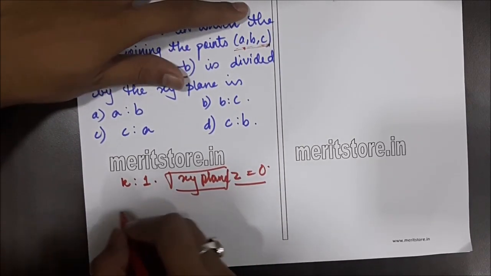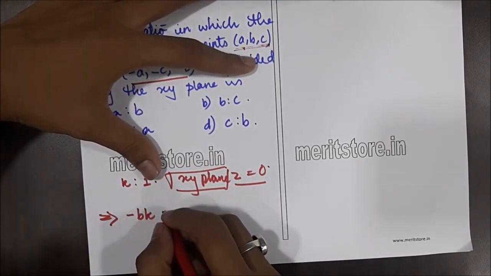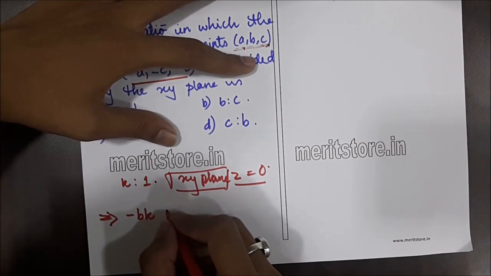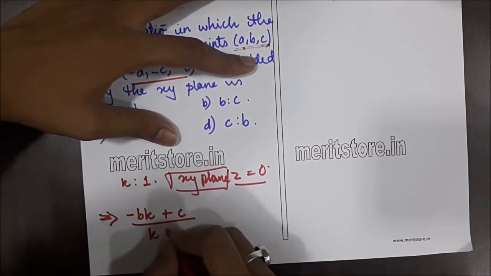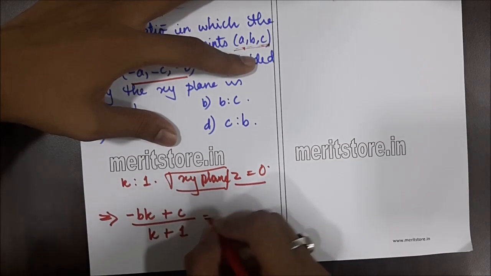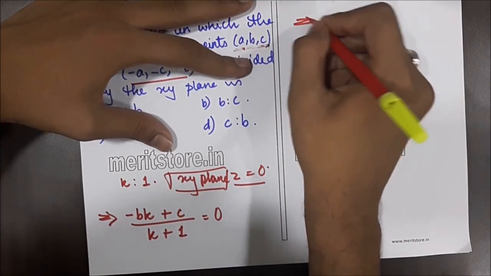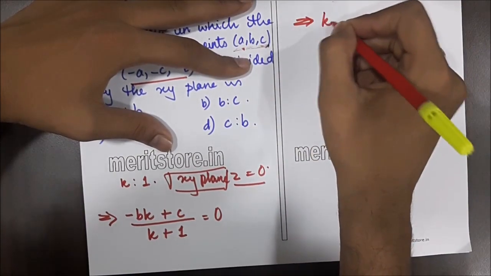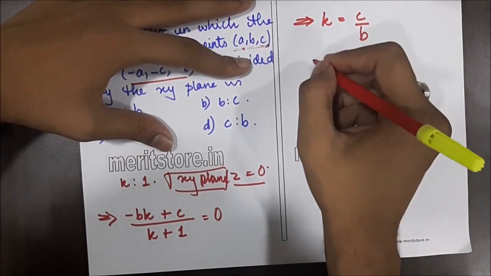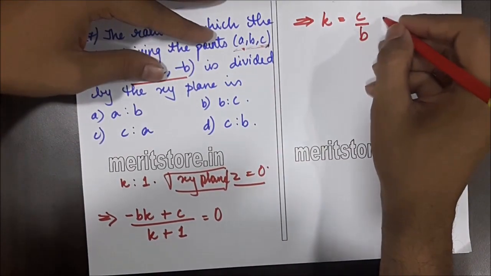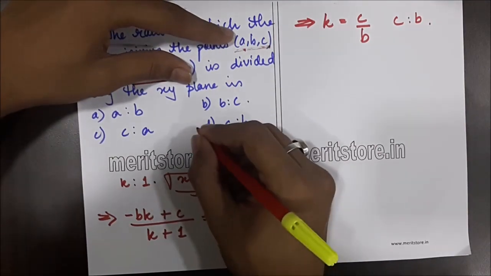So we have the formula (-bk + c) upon (k + 1) equal to 0. This is further simplified, where we get k is equal to c upon b. Therefore the ratio is c is to b. So the correct answer is option D.